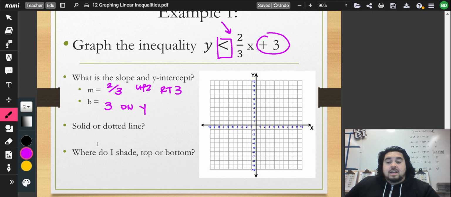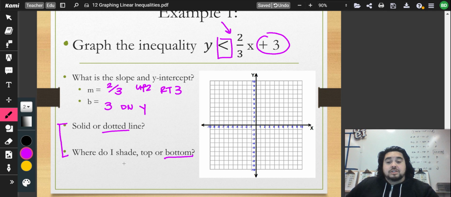Okay. Now, looking at the inequality, I can figure out these two things right here: solid or dotted line. Looking at the inequality, we have no or equals to symbol. It's just less than. So we're going to have a dotted line. Okay. And then shading on the top or the bottom. If you look at the inequality, the closest thing to y is going to be the small pointy edge, so that means less than. So that means we're going to shade on the bottom because it's saying that y is less than the actual function of the line.